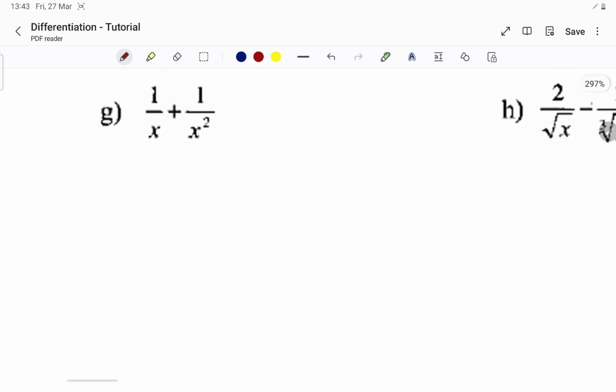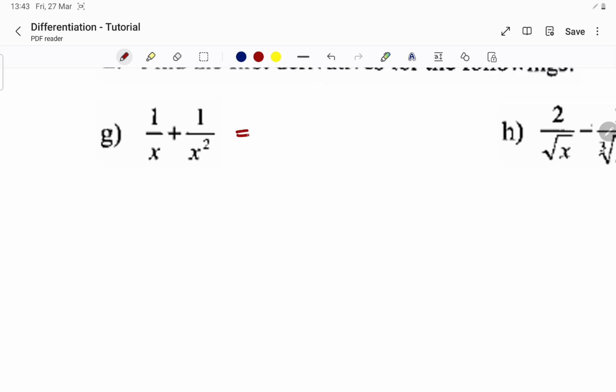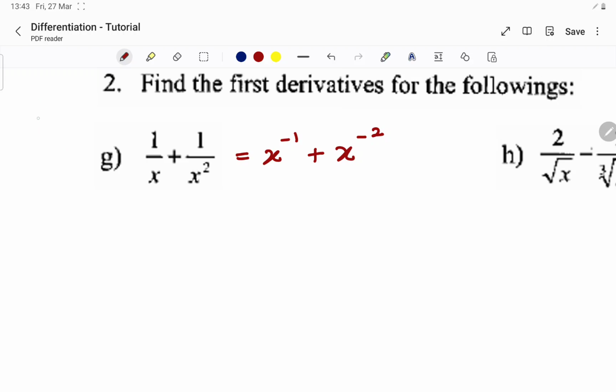1 over x plus 1 over x squared. Remember when we have a fraction, it's easier for you to solve if you change it to index first. So 1 over x, when we change, becomes x to the power of negative 1. 1 over x squared becomes x to the power of negative 2. So how? Using the rule that 1 over x to the power of m can change to x to the power of negative m.